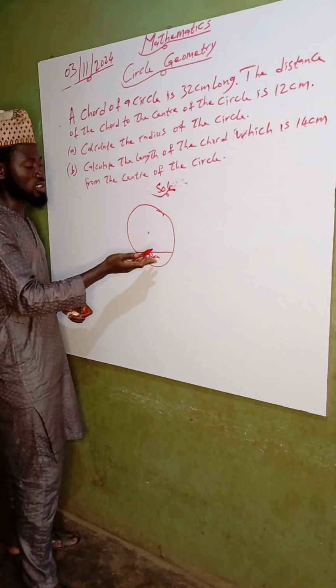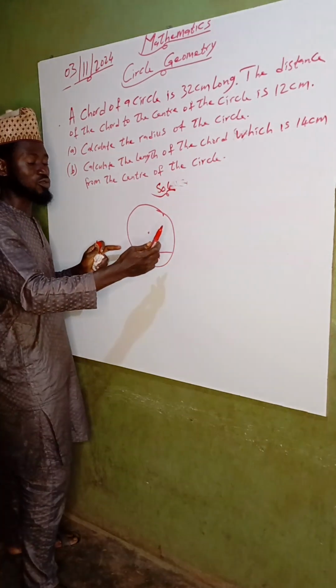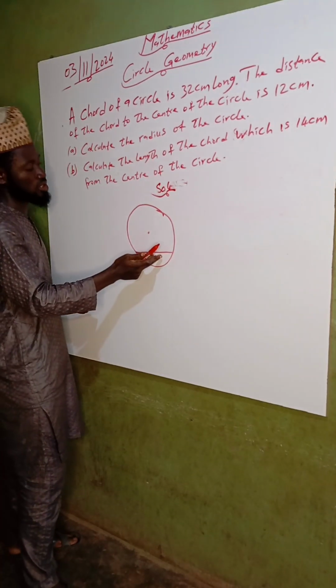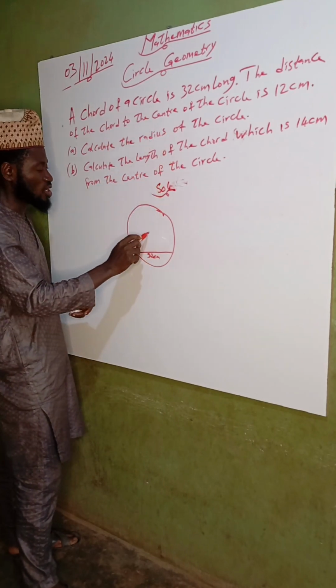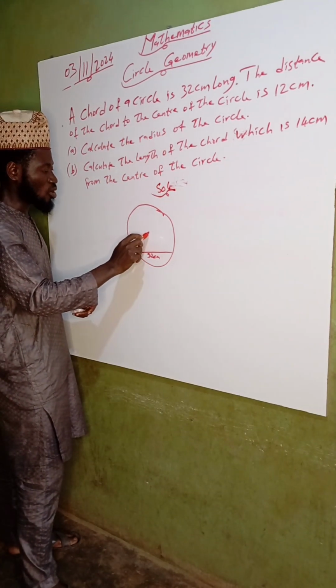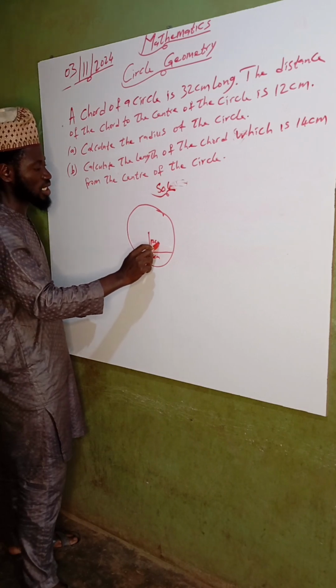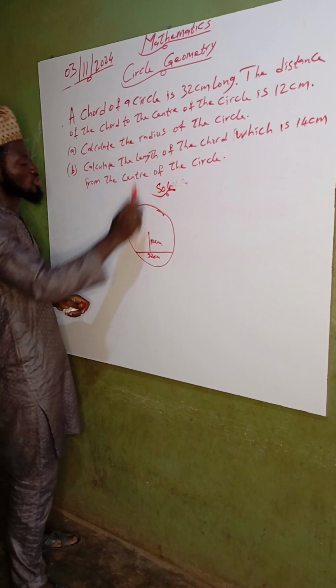I've explained the meaning of a chord, that a chord is a line joining two points on the circumference of a circle without passing through the center of the circle. So we have a chord that is 32 centimeters long. The distance of the chord to the center of the circle is 12 centimeters. Now the question is, calculate the radius of the circle.